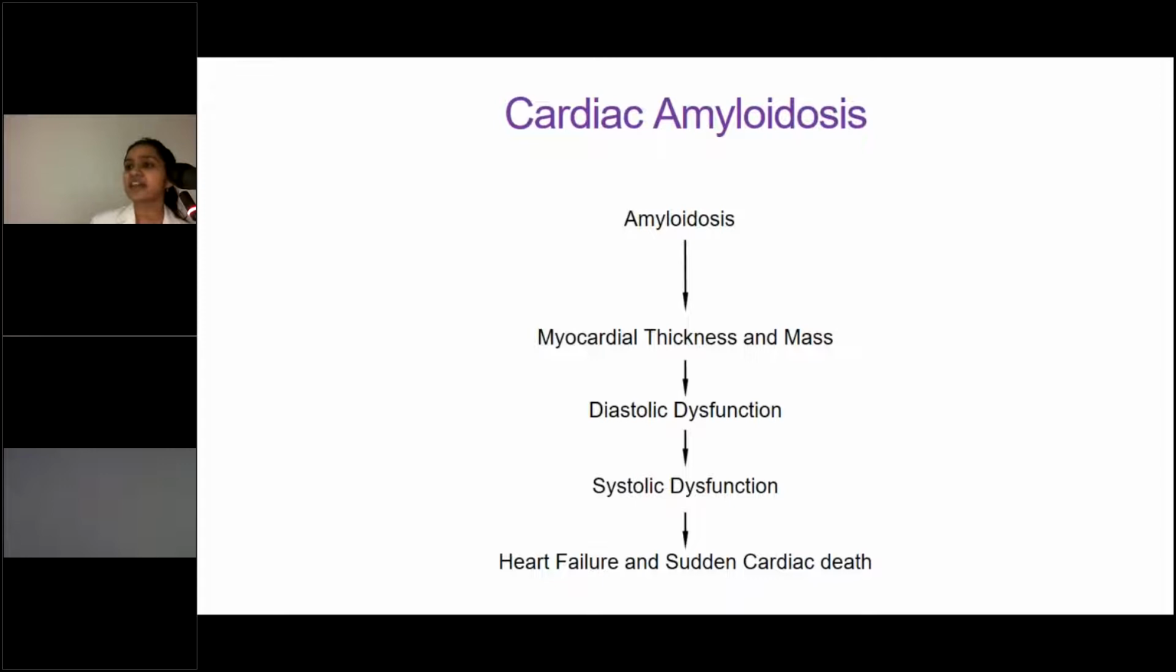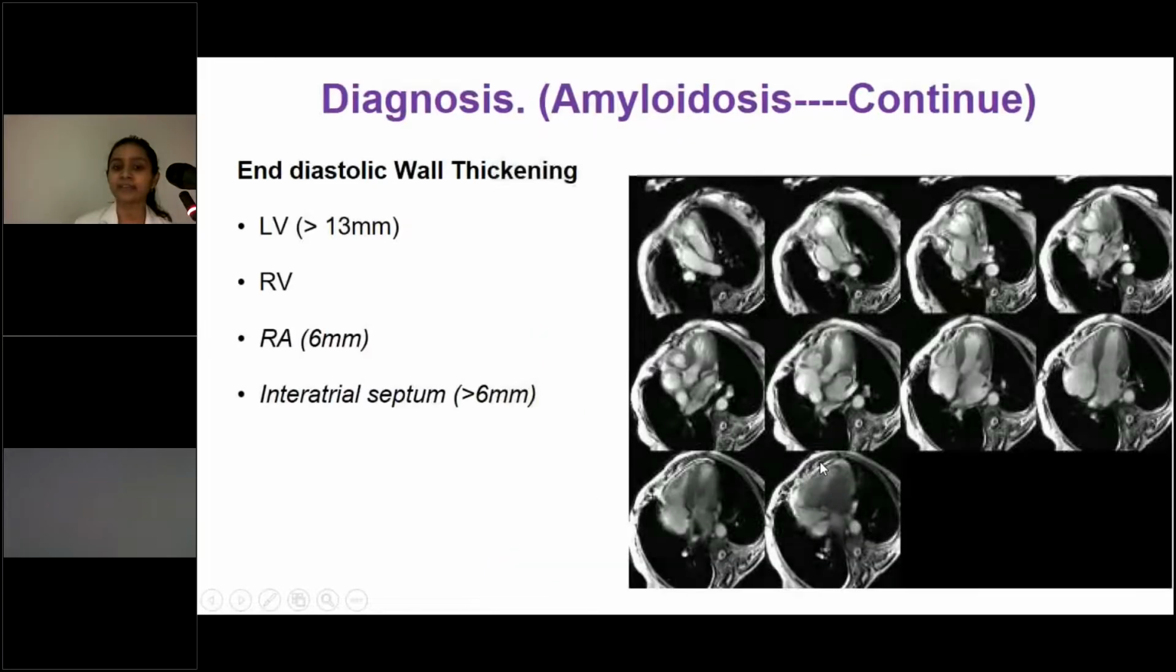This condition is characterized by deposition of amyloid fibrils into the myocardium, leading to increased thickness of the myocardial wall, as well as increased stiffness of the myocardial wall. Now, the increased stiffness leads to reduced diastolic filling of the heart, and therefore leading to diastolic dysfunction. And most of the patients present to the hospital in this stage of the disease. Slowly, systolic dysfunction also ensues, ultimately leading to heart failure and often sudden cardiac death.